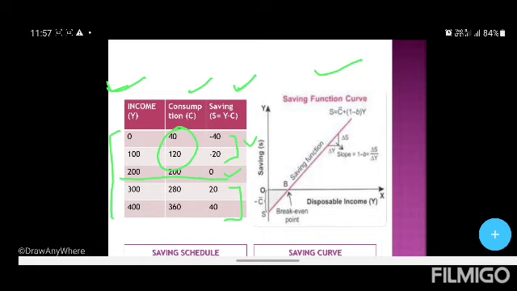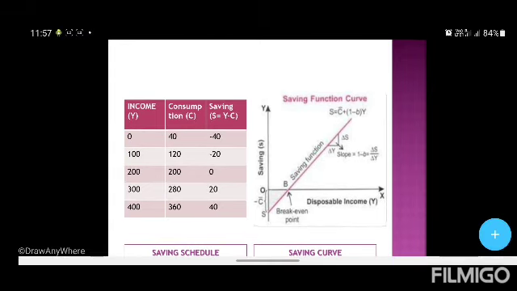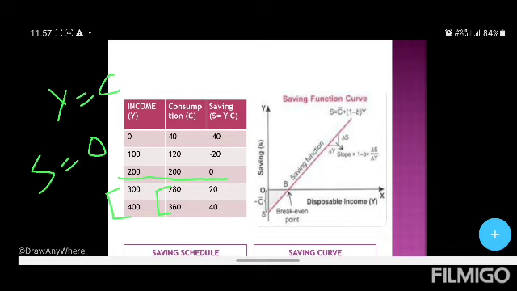Therefore, when income is less than consumption, saving is negative. Then here comes the break-even point. It should be noted that at break-even point, income is equal to consumption and saving is equal to 0 here. And further, when the income rises, the consumption rises but not as much as the income, and the saving becomes positive here. So as the income increases, saving also increases.